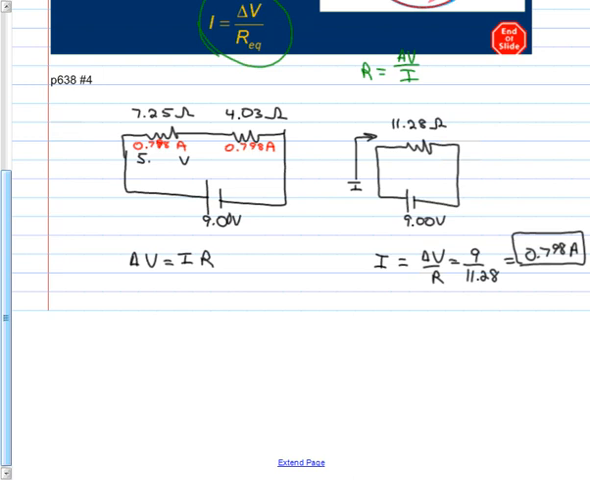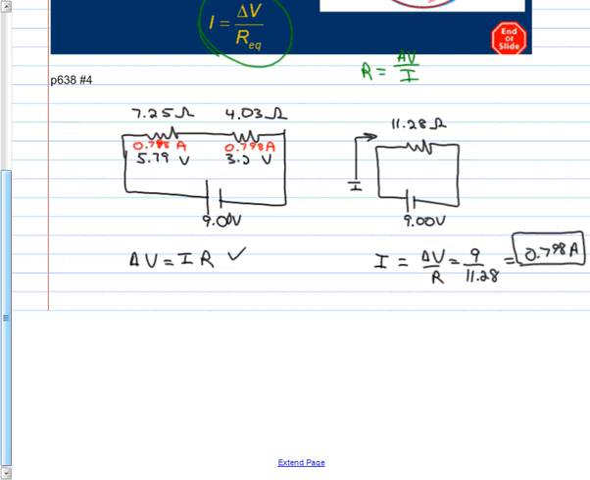5.79? Anybody agree? We're multiplying 0.798 and 7.25 to get potential difference, current times resistance. Current is 0.798, resistance is 7.25. Is it 5.79? Good. For this other one, this 4.03 ohm, how many volts? What is the potential difference or the voltage drop across that resistor? 3.21.